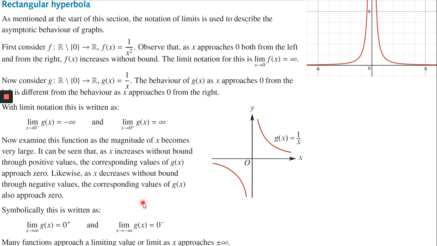you can see that as x approaches 0 from the negative side, it approaches negative infinity. As x approaches 0 from the positive side, it approaches positive infinity.